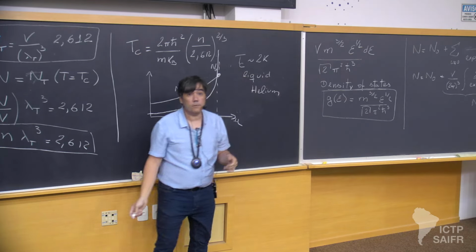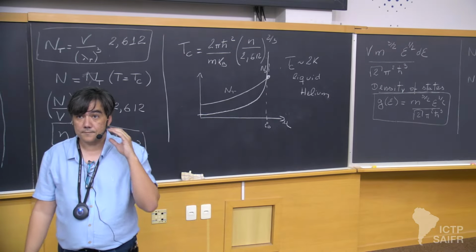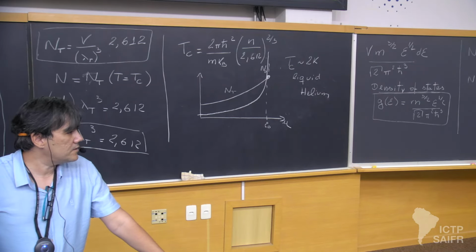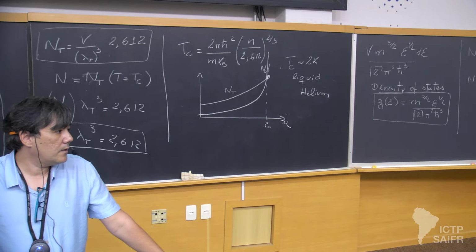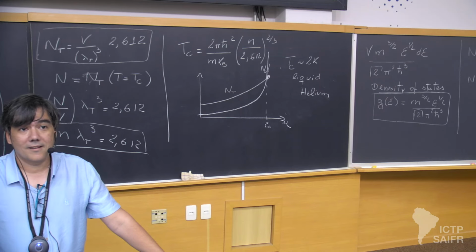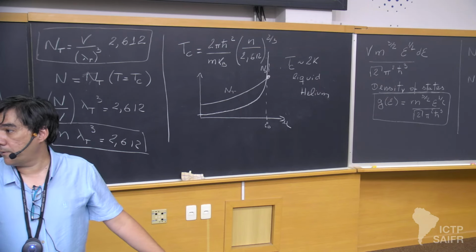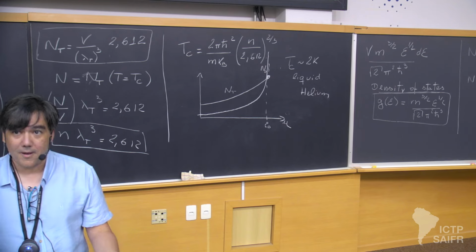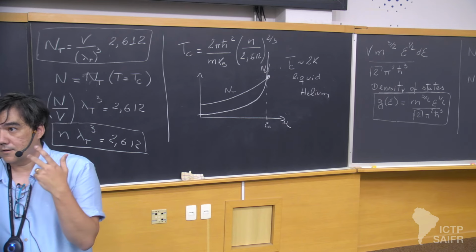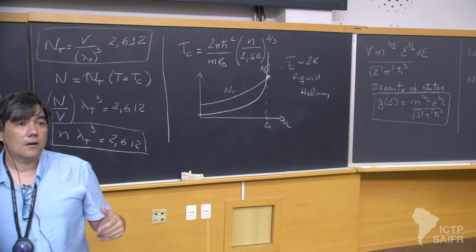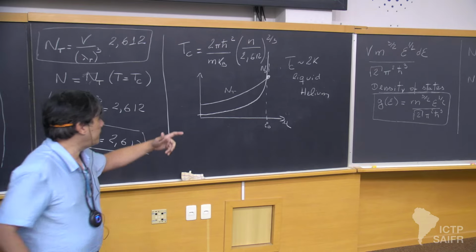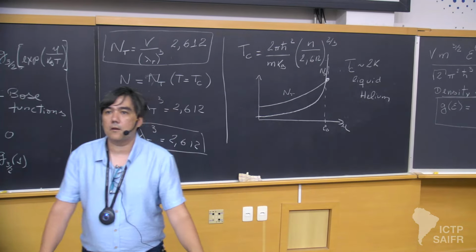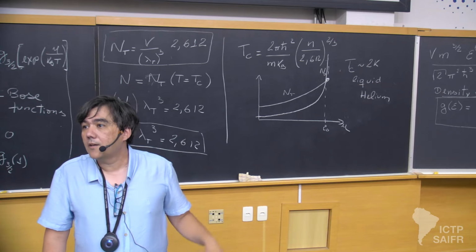What's around 2 Kelvin for liquid helium? It's 2.17, where liquid helium becomes a superfluid. So at some point, people realized that Bose-Einstein condensate was not a mathematical thing, it had something to do with this quantum phenomena that we started to see in the lab.